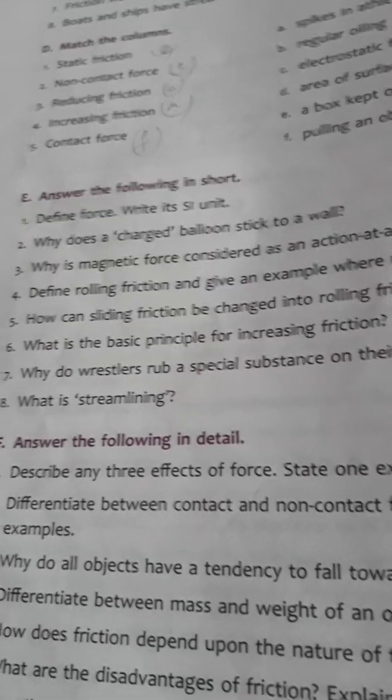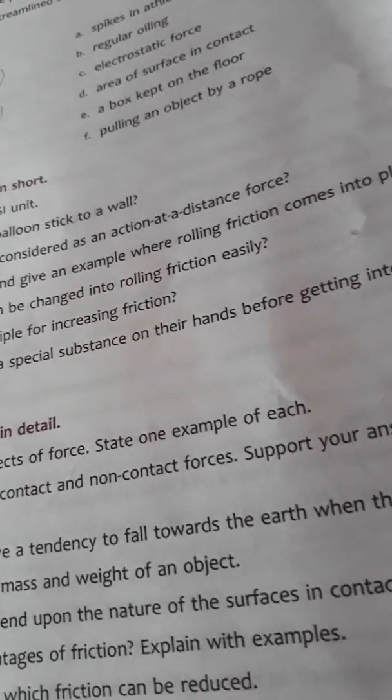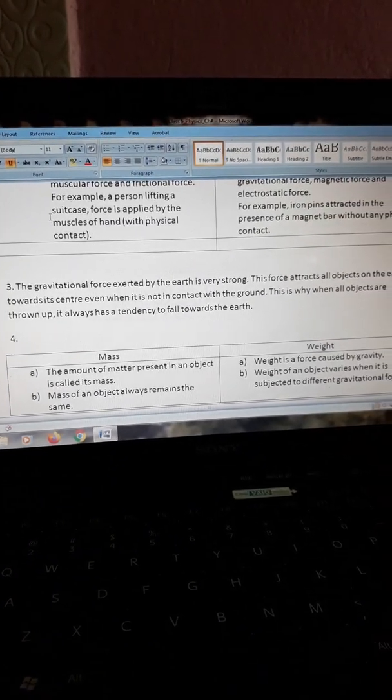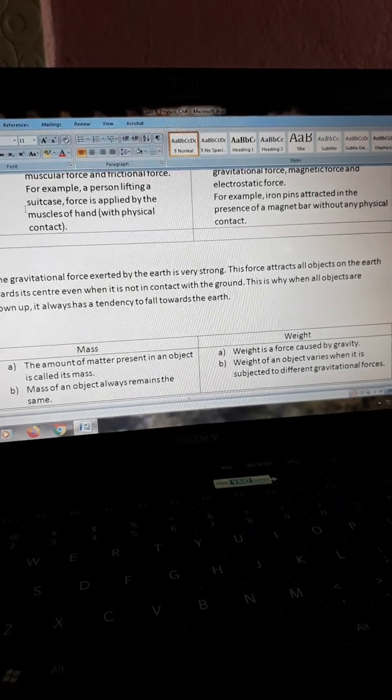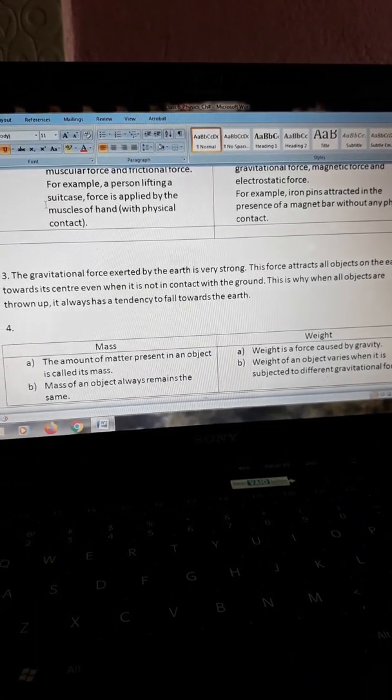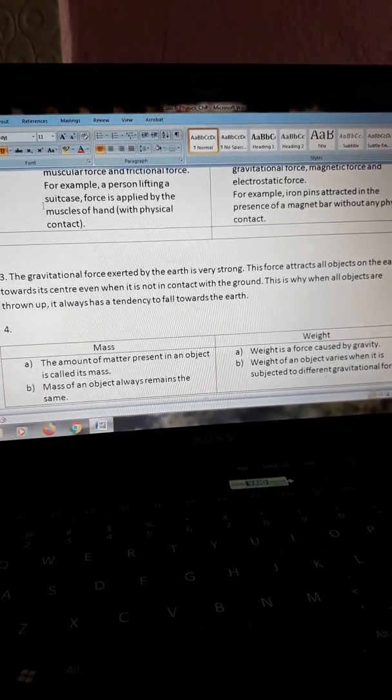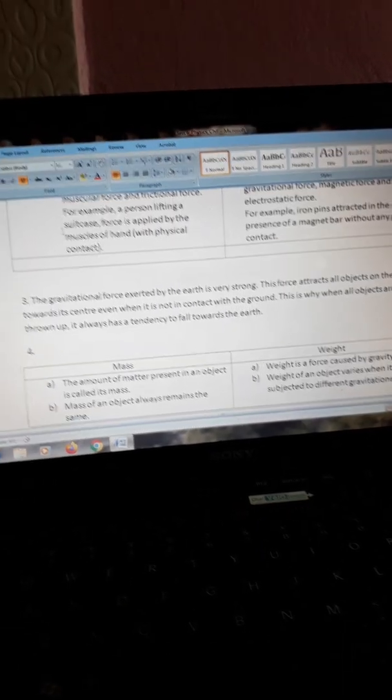Why do all objects have a tendency to fall towards the earth when thrown up? The gravitational force exerted by the earth is very strong. This force attracts all objects towards the earth's center even when they are not in contact with the ground. That is why when objects are thrown up, they always have a tendency to fall towards the earth.